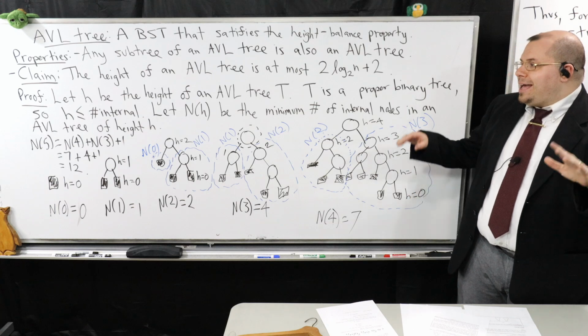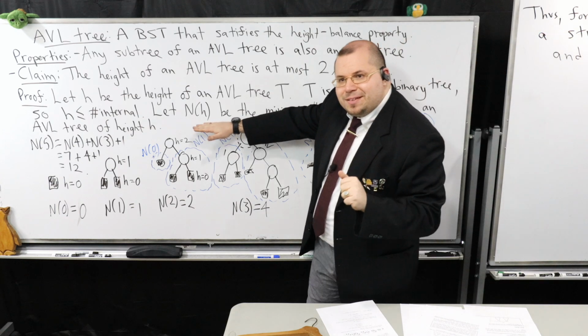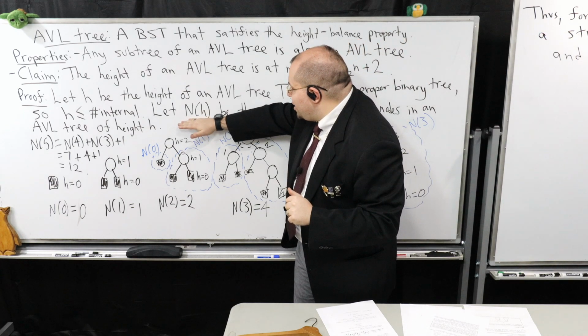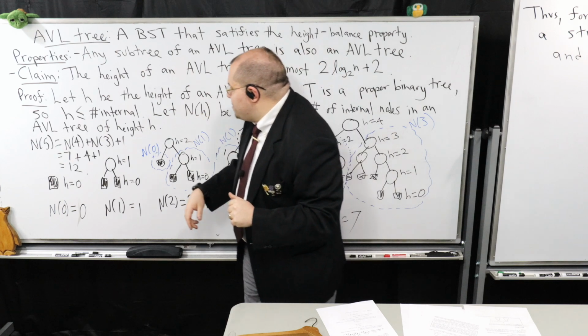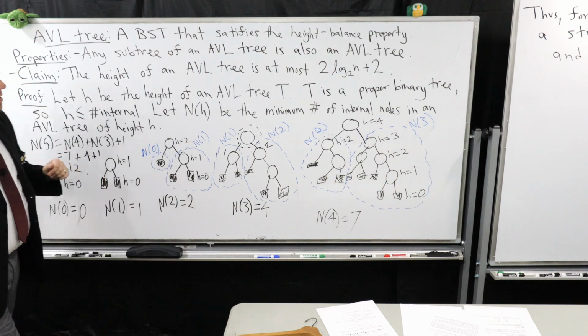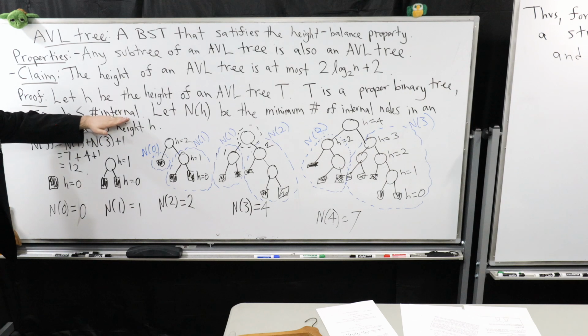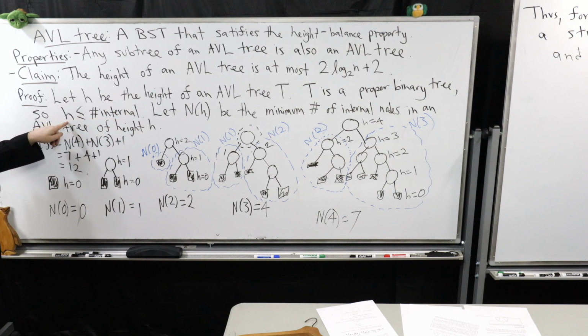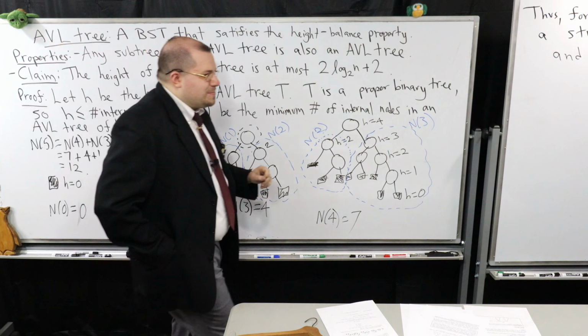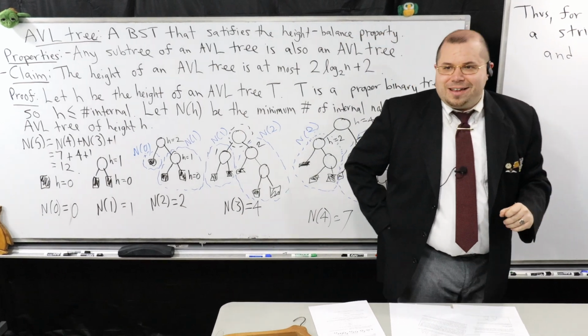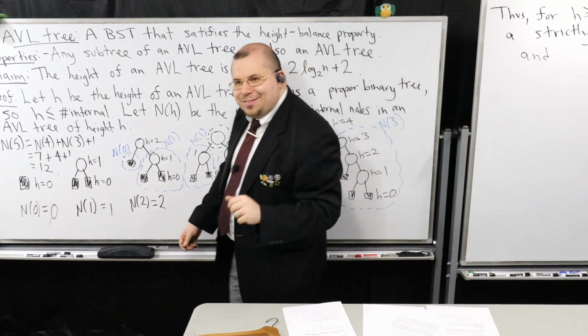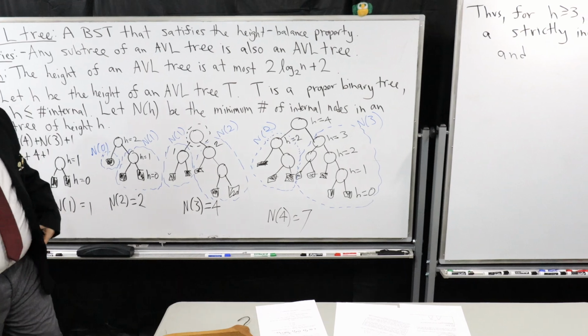And remember, at the end of the day, keep this in mind in our proof, that n of h relates to the minimum number of internal nodes for an AVL tree of height h. So keep in mind that this will bound h from above. So just please keep that in mind. It's one of the slick things in here. It's a very subtle step, but it's an important one.